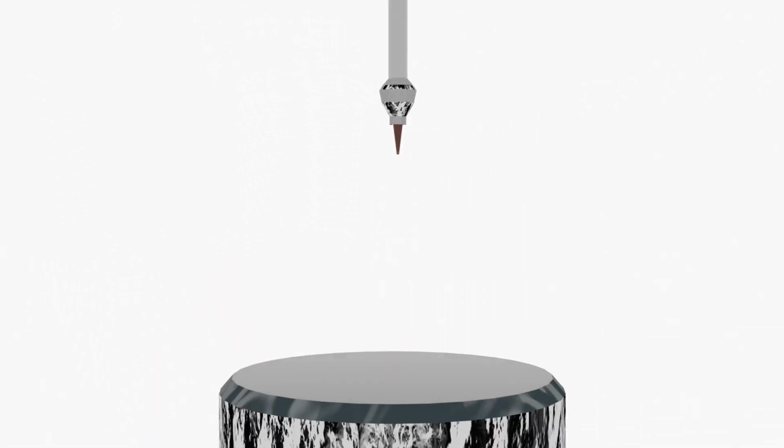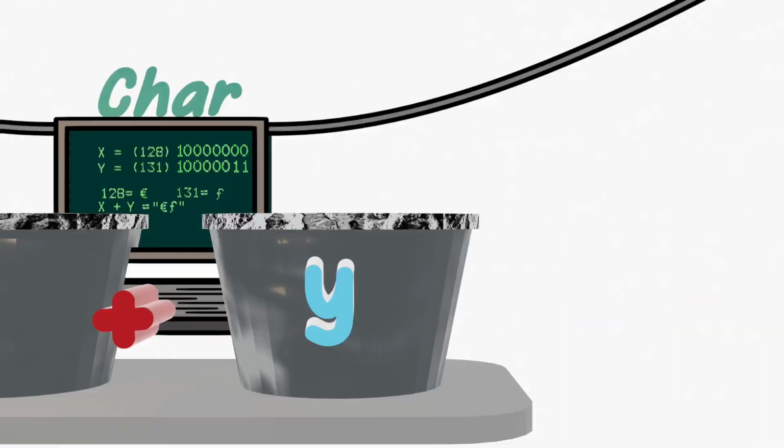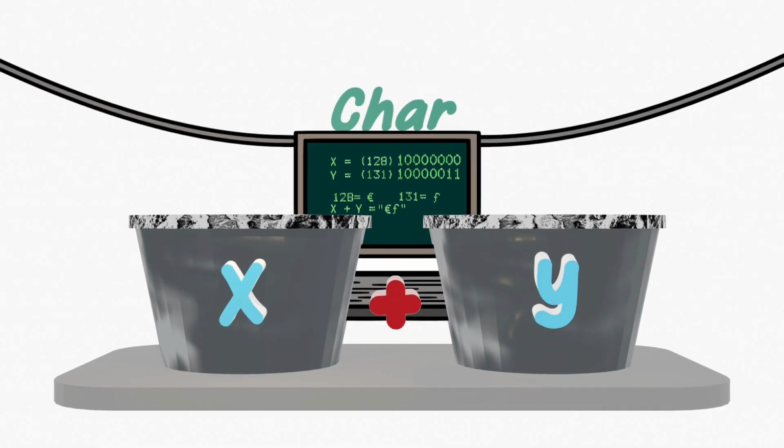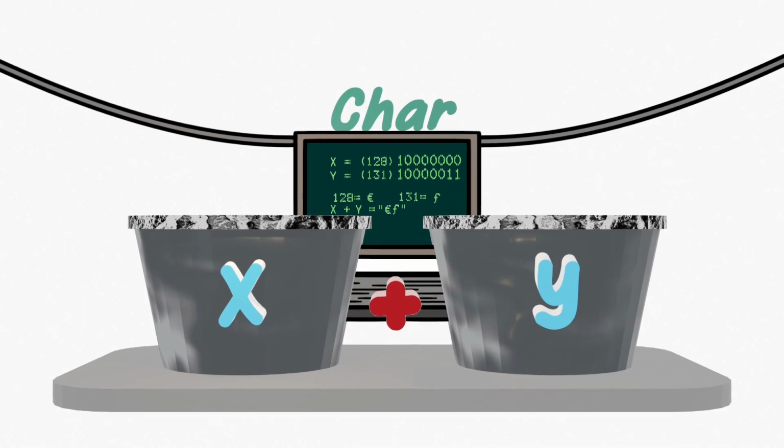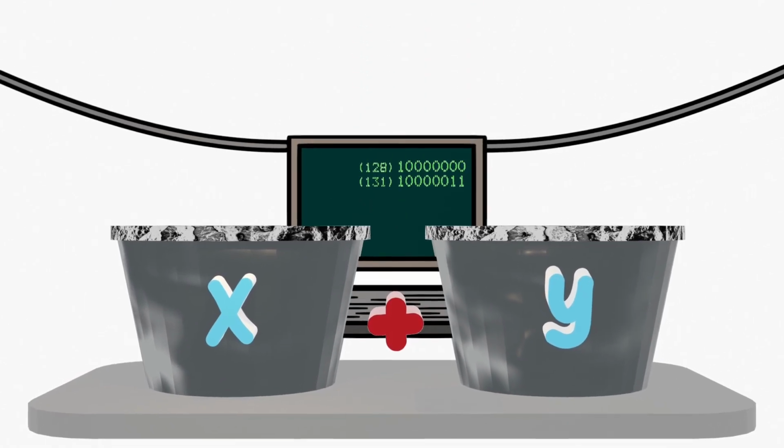So what happens when we add x and y together when they are char values? You will get an outcome of the euro symbol and the function symbol just being shoved together. This is what we call a string. And as you can see, the reason we knew to do this is because the data type was char. X plus y, same binary values, different outcome. And the entire time, we've had 128 and 131.